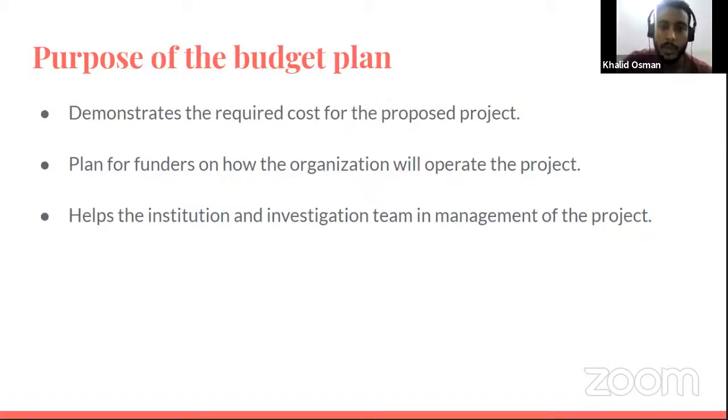To demonstrate the required cost for the proposed project, and to show funders how the organization will operate the project. It's also a great guarantee for the funders when they see that your budget is listed and planned out well. That means the project is going to be planned well as well. So it helps both the institution and the investigation team in the management of the project itself.